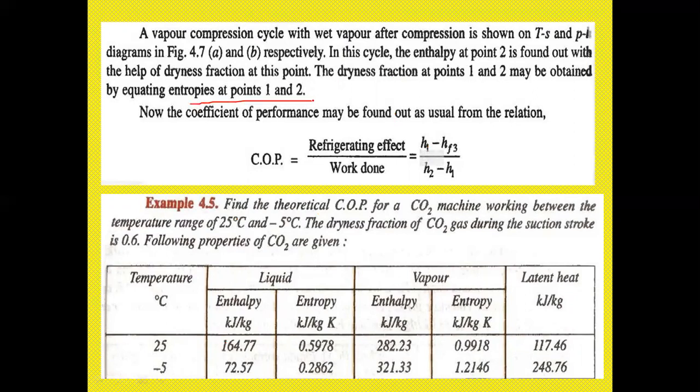Therefore, upon equating, by using the relation, the coefficient of performance for this cycle is equal to refrigerating effect divided by work done. Refrigerating effect divided by work done, that is equal to H1 minus Hf3 divided by H2 minus H1. Got it? That is the formula for this first theoretical cycle of changes in the vapor compression cycle.